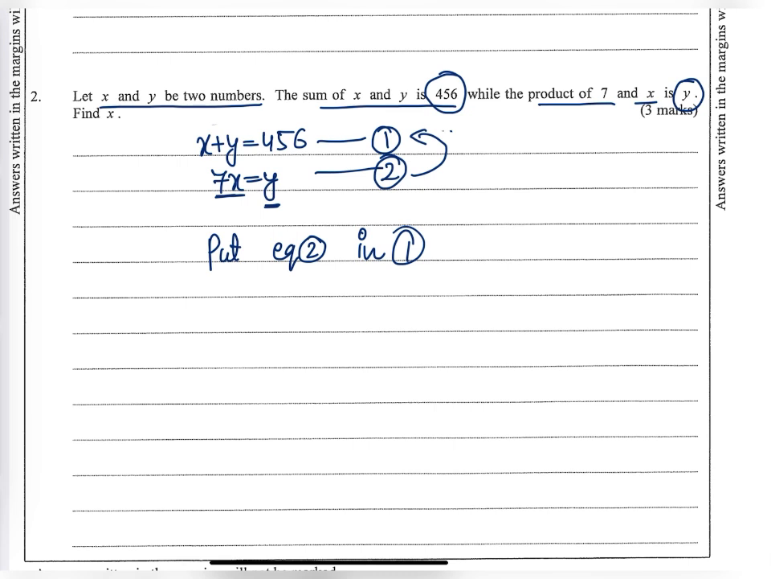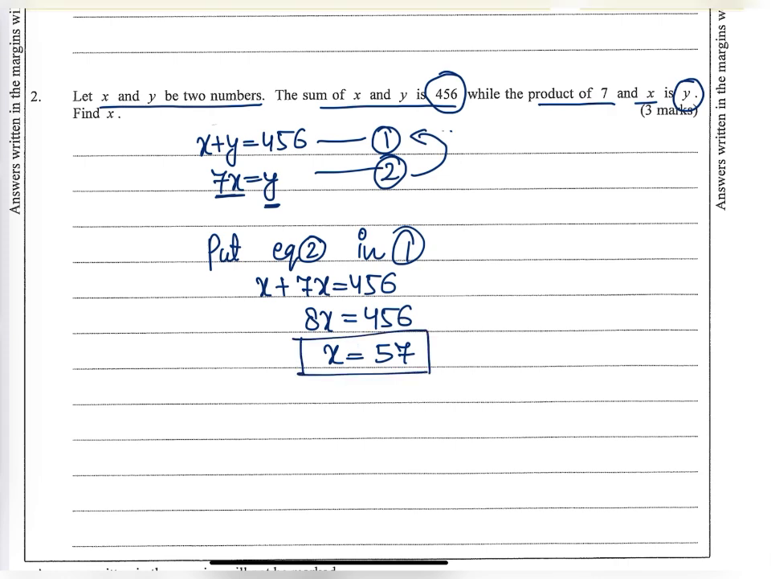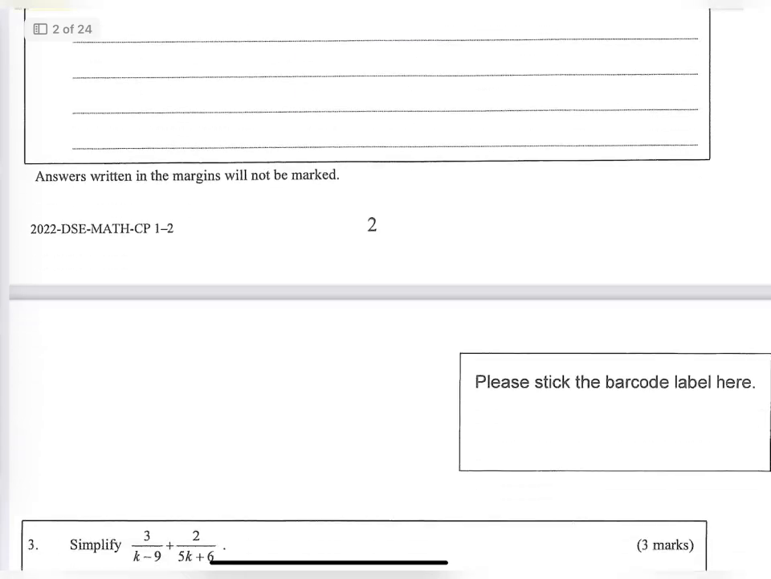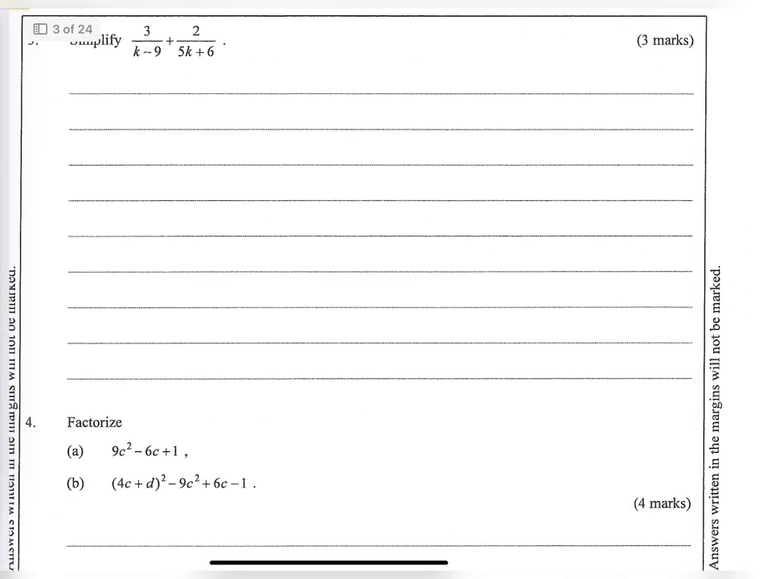So instead of y, we are going to write 7x, and that is 456. 8x is equal to 56. So x is equal to 57. We are supposed to find the value of x only. It's done. Now let's move to question number 3.